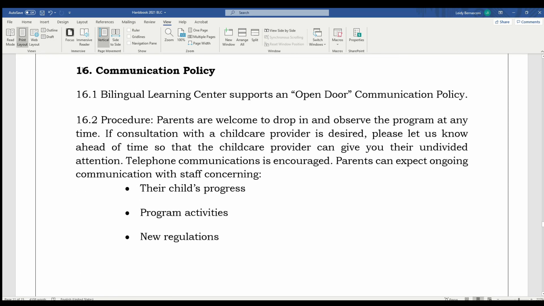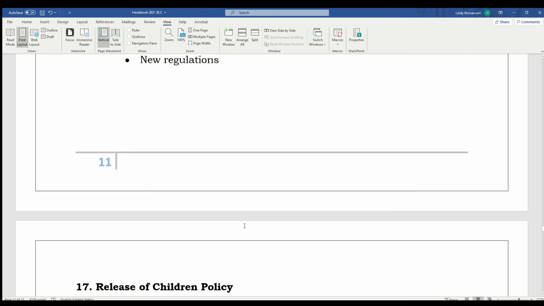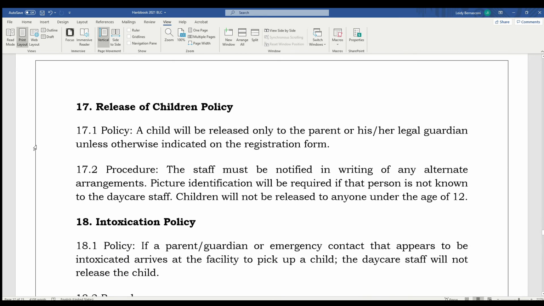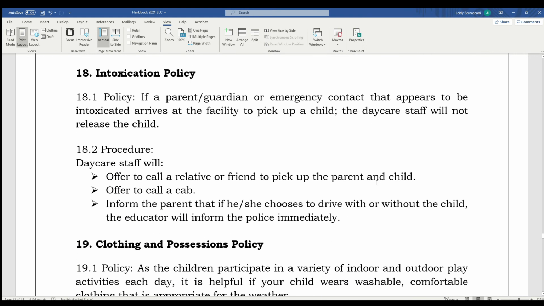Now going to number 16, which talks about communication policy. Here I always talk with my families about the child's progress. We have different activities during the year and always new regulations. Then number 17 talks about release of children's policy, intoxication, every little thing that we do.